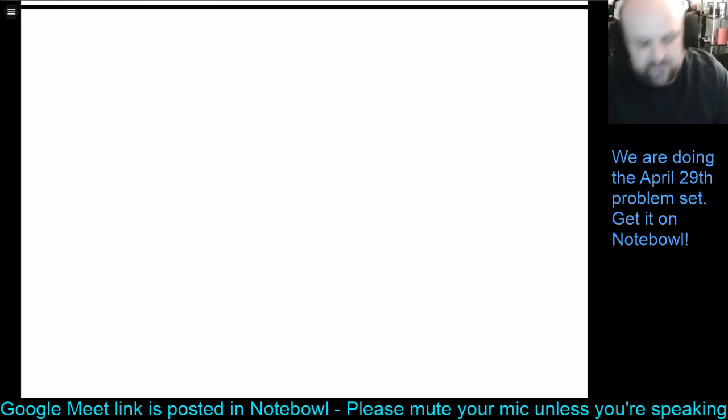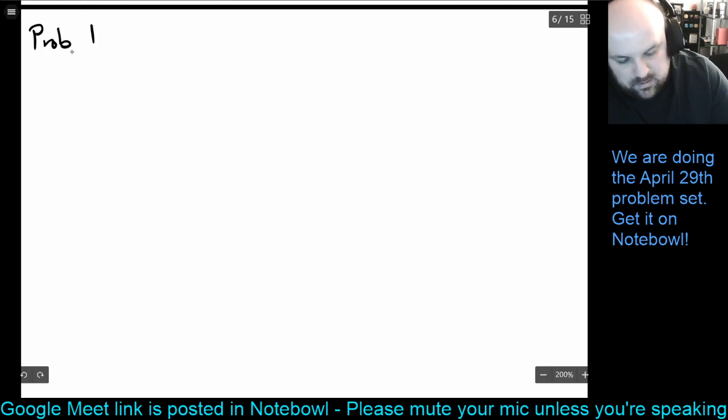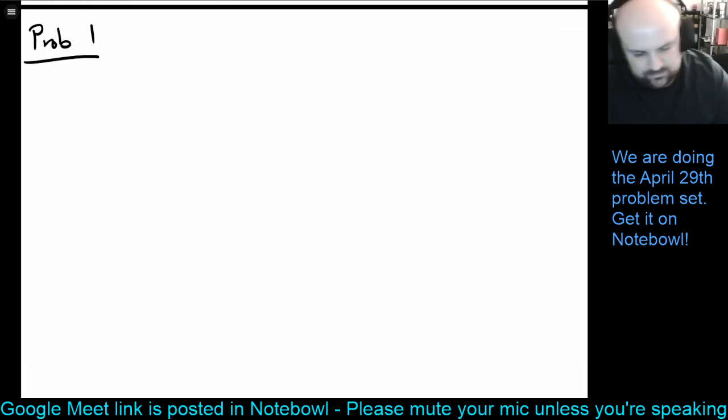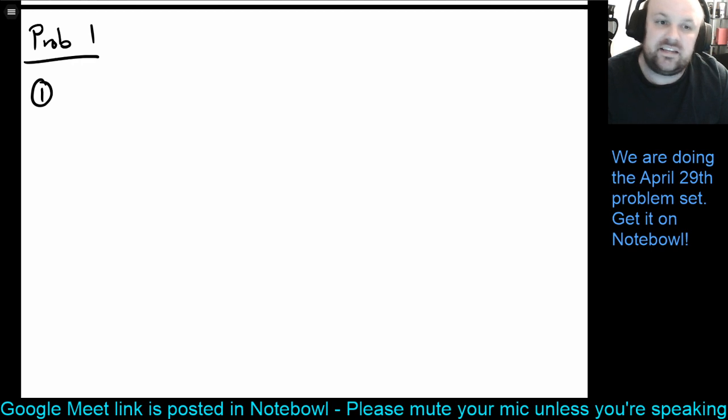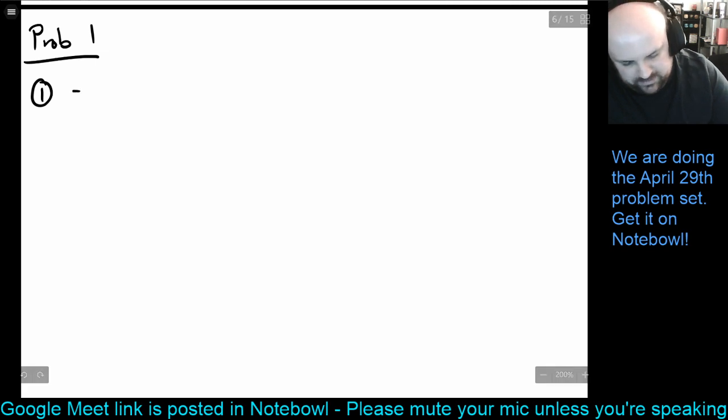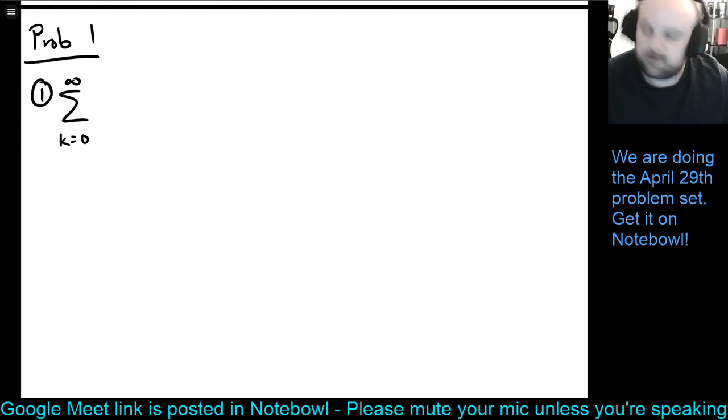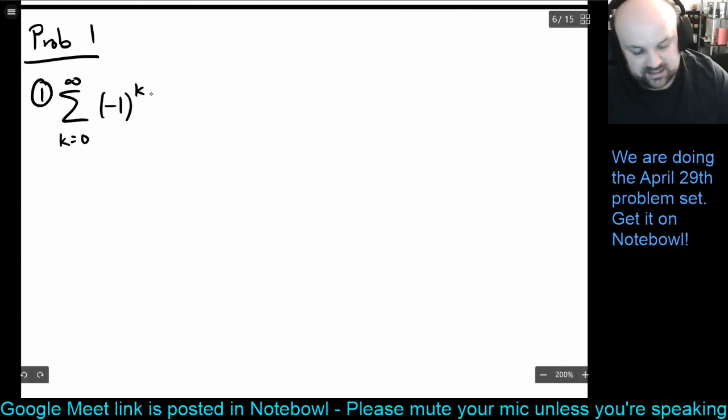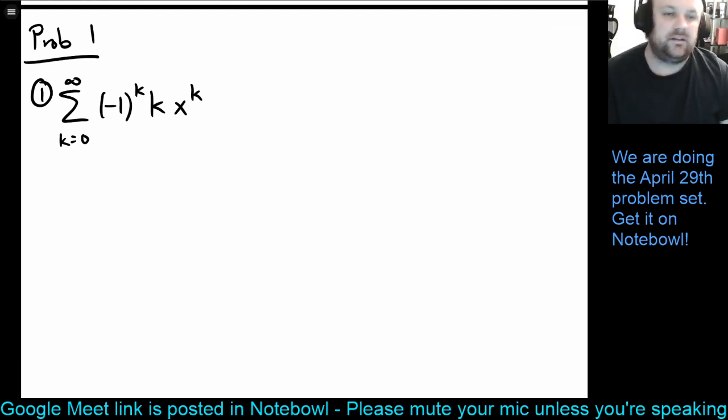All right. So, problem one. What we want to do is find the radius of convergence and the interval of convergence for each of these series here, or at least as many of them as we can get through. The first one here is the sum of (-1)^k times x^k. We want to find out, for what values of x does this thing converge.